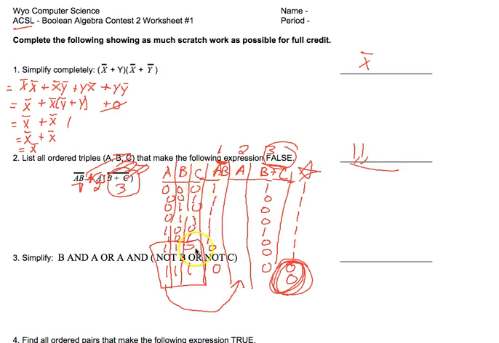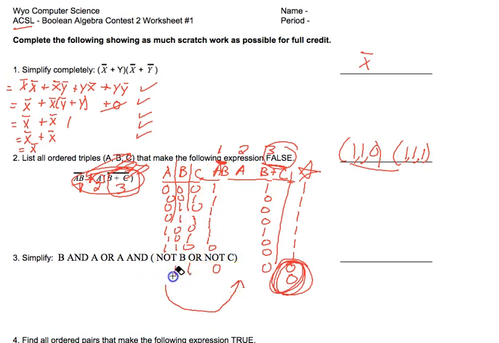C is a non-player here. It could be 0 or 1. So we could have 1, 1, 0 as a solution, and 1, 1, 1 as a triple, an ordered triple. Now there are other ways to get to the bottom of this. You could simplify this using Boolean algebra steps, and good luck with that if that's your poison. Sometimes it's good to make a chart like this.